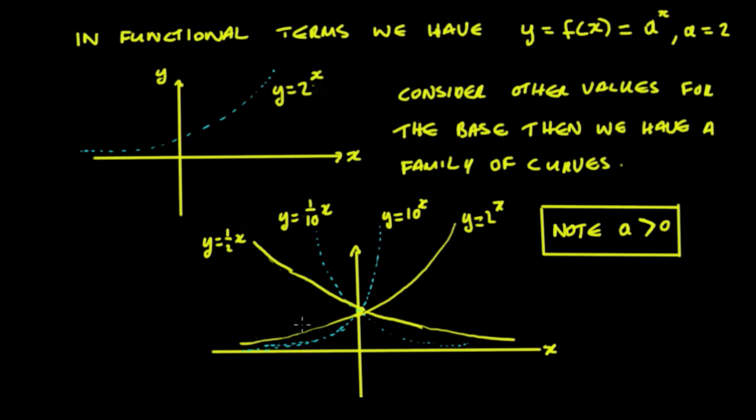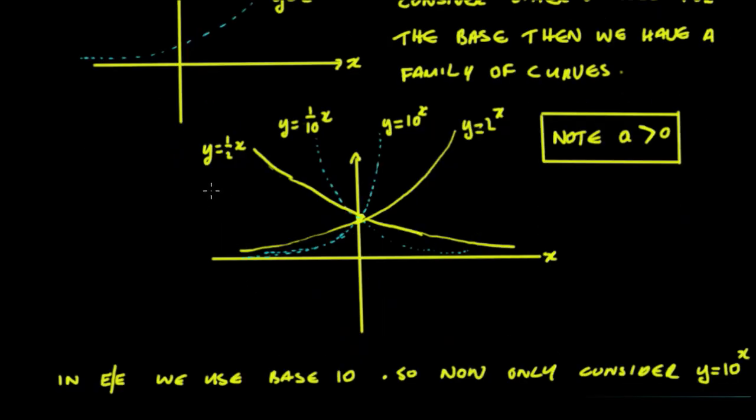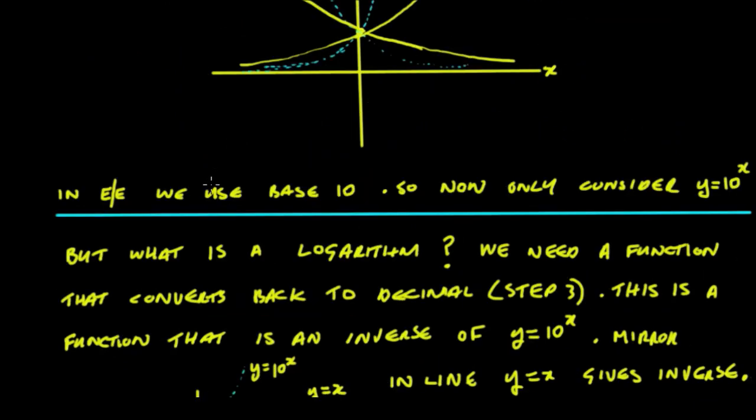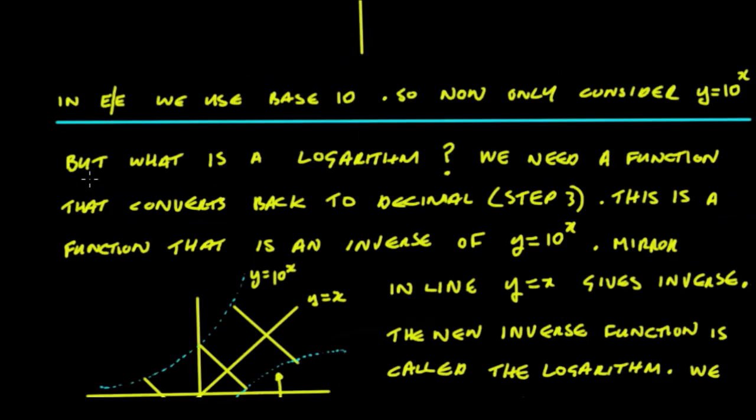So I've drawn a few in here. There's 2 to the power x in yellow there, and there's 10 to the power x, and you could also use it in fractional terms. There's a half to the power of x there, and there's 1 upon 10 to the power of x there. Okay, so you can see these drawn out. These are the actual functions. Now all we're really interested in here, in terms of electrical engineering, is base 10. Okay, so we're interested in y equals 10 to the x.